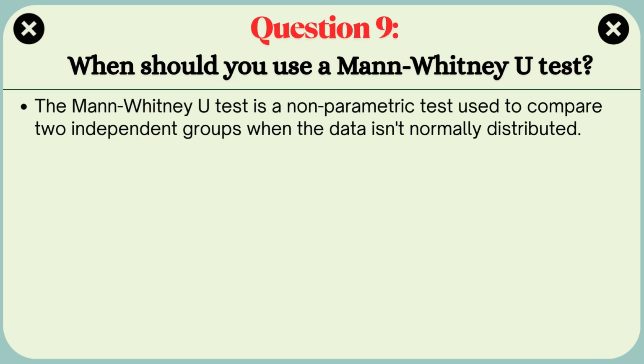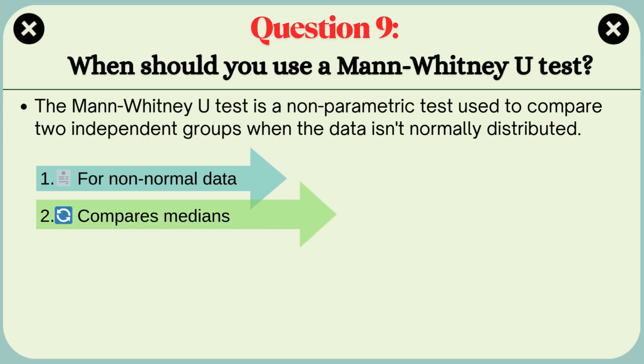Question 9. When should you use a Mann-Whitney U test? The Mann-Whitney U test is a non-parametric test used to compare two independent groups when the data isn't normally distributed. For non-normal data: best when the normality assumption fails. Compares medians: tests for central tendency differences using ranks.